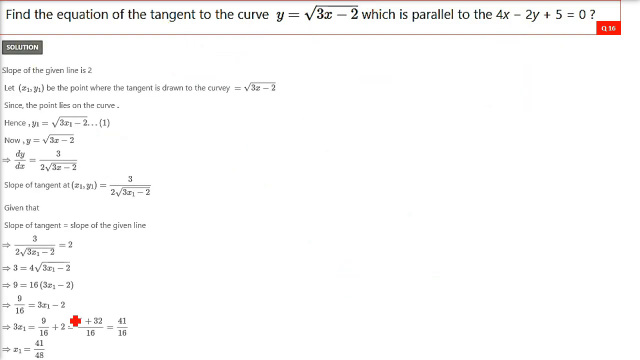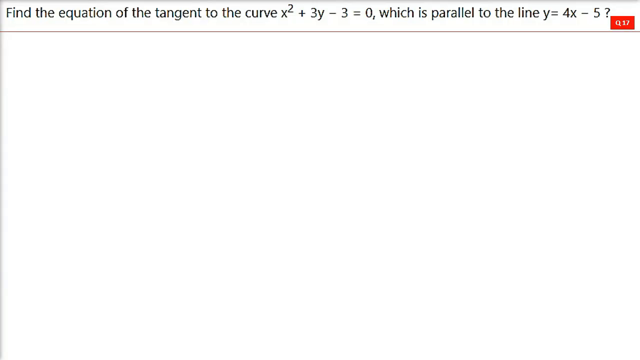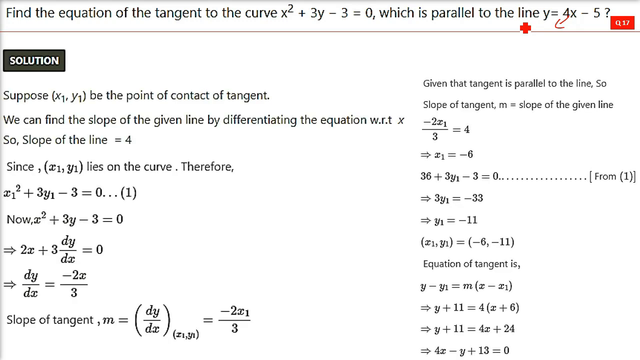Now let me show you the reference here, for those who are willing to solve by themselves or write somewhere, this is the way they should write. Find the equation of the tangent to the curve, this one, which is parallel to the line, this one. As we are on the 17th question, we have already attempted questions like this in the earlier 16 questions. So I will just go past this question, and I will leave you with the reference solution so that you can try it by yourself.